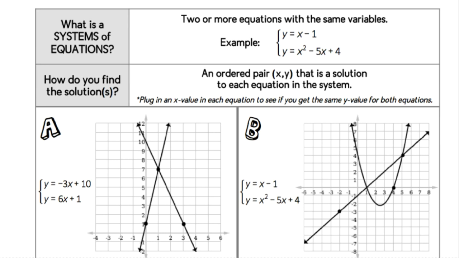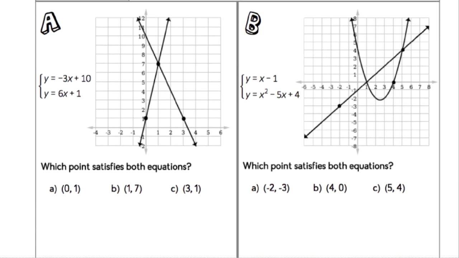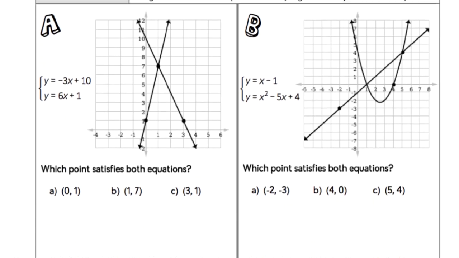To find solutions to this, we are looking for an ordered pair, an xy pair, that's a solution to both equations. So we're looking for one coordinate pair that is a solution to each equation in the system. If we plug in an x value to each equation, we want to see that we get the same y value out for both equations. Today we're going to be focusing on graphing those. So here are our first two examples.